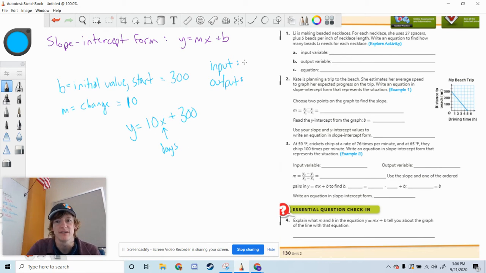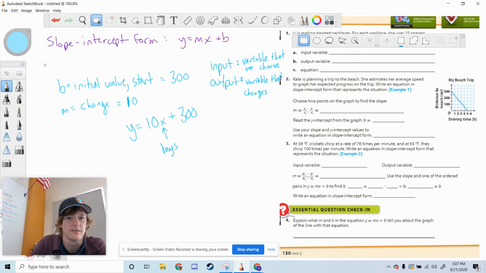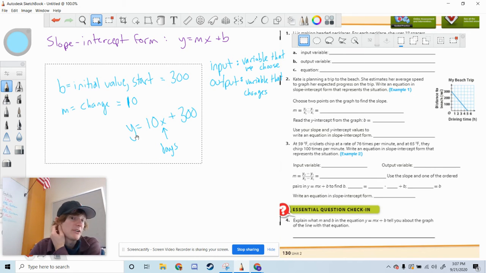So the input is the number that we're going to change. It's the variable that we choose. And the output is the variable that changes, and that depends on what our input was. So in this case, the output would have been our y. It would have been the amount of money we have at the end of that story.